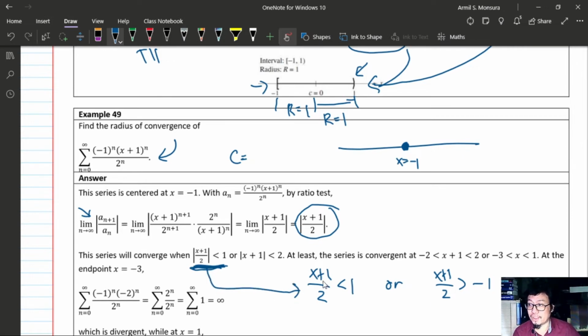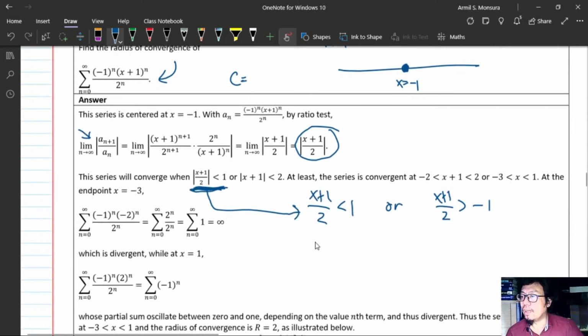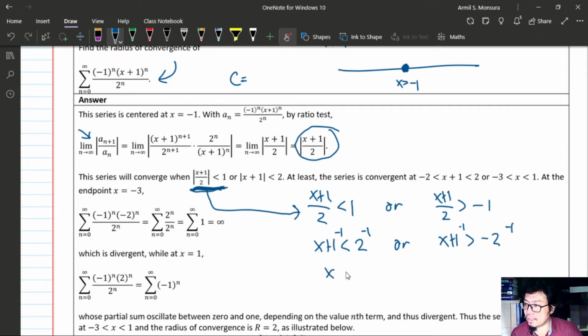The implication of this is this. That means that your x plus 1 must be less than 2 or your x plus 1 must be greater than negative 2. And subtracting 1 on both sides, for both inequalities, you'll have x less than 1 and x greater than negative 3.